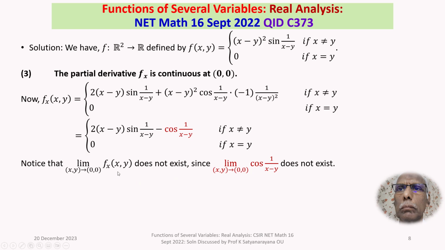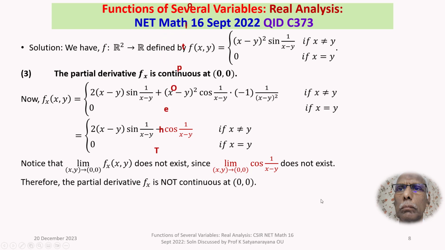Therefore, the limit does not exist. Therefore, it is not continuous at the origin. The partial derivative fx is not continuous at 0, 0 because the limit of the first order partial derivative as x comma y tends to 0, 0 does not exist. So, option 3 is not true.